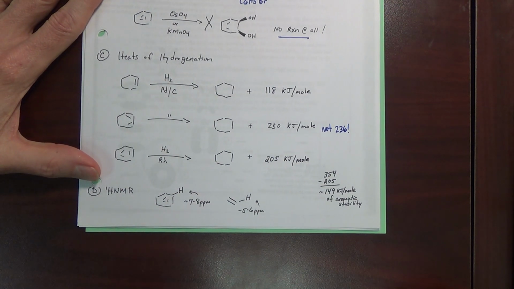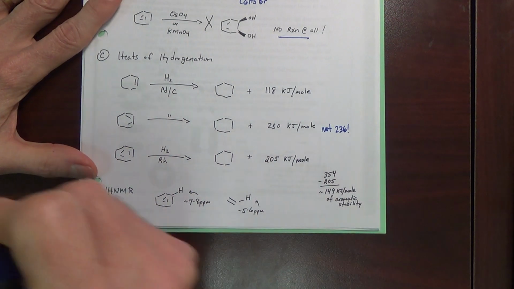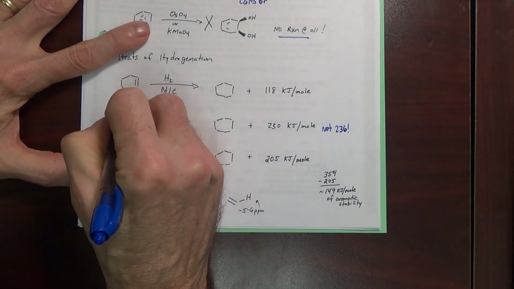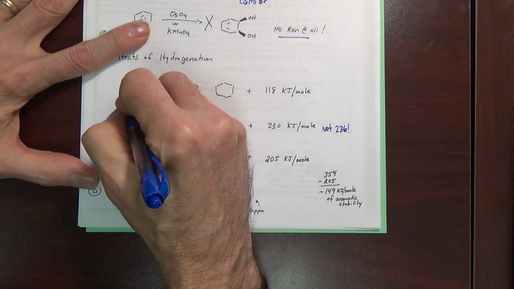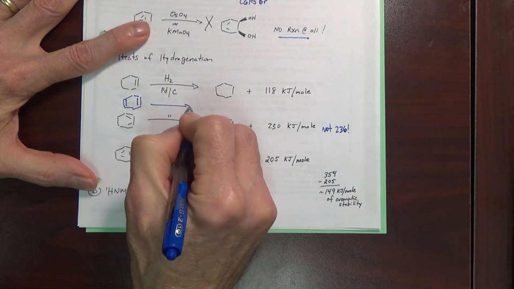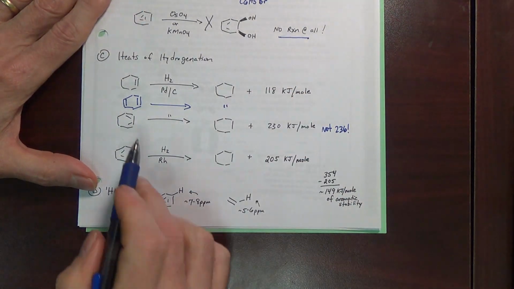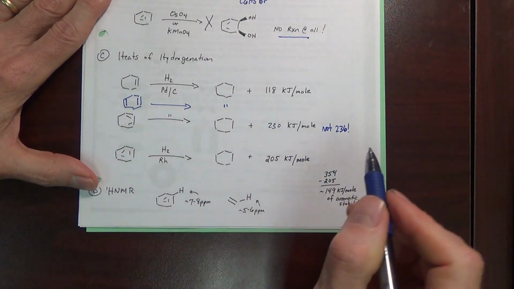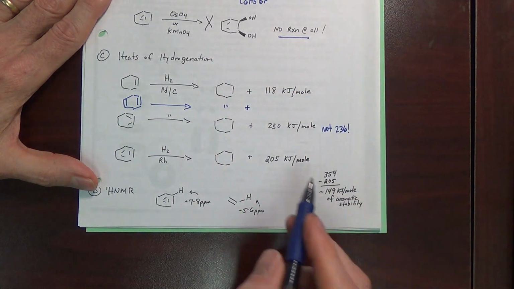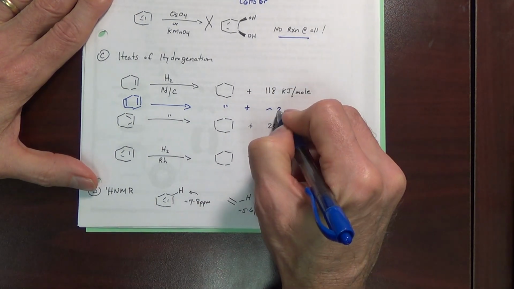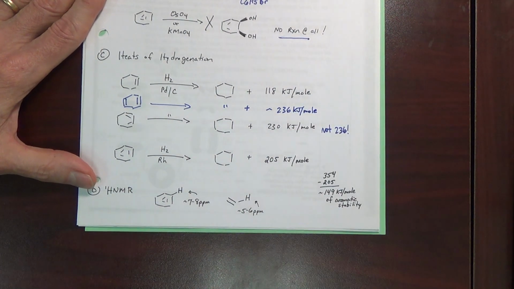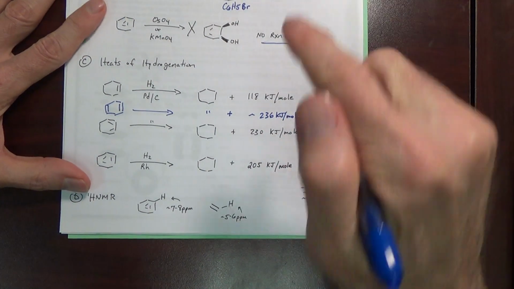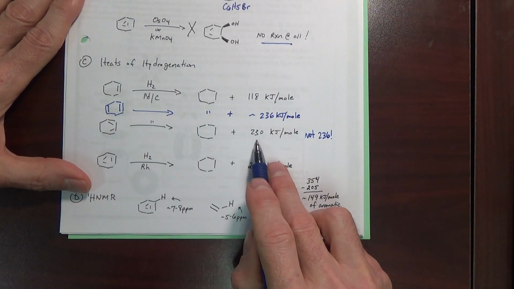Why is it not 236? Well, actually, we can add in here, and that's a diene. We can add this diene. We get the same product. Okay, we need 2 equivalents of hydrogen. Here we would get about 236 kilojoules per mole. Closer to the double. Why is this less than double?